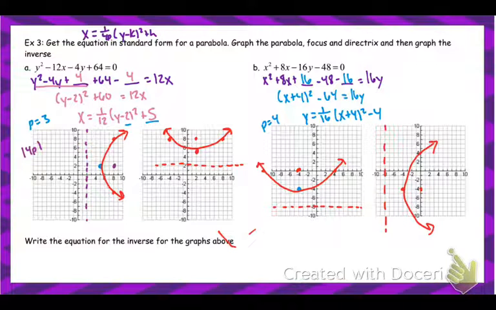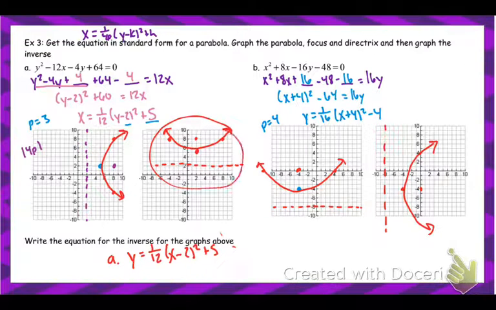So now to write the inverse, okay, pretty simple. We switch x and y like we talked about. So the original equation, that would become y equals 1 over 12 (x - 2) squared plus 5. And that is the equation of this parabola. And that kind of looks like a baseball now.